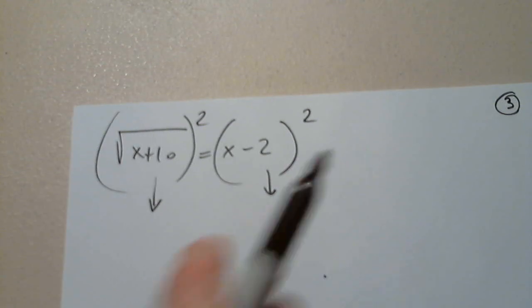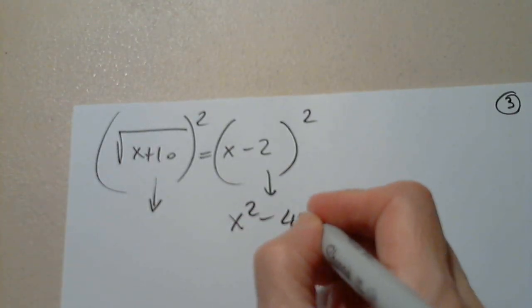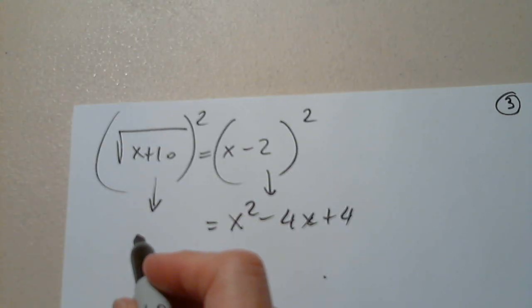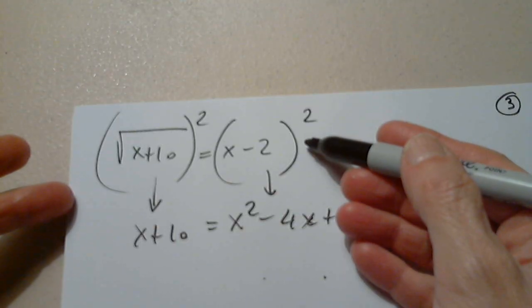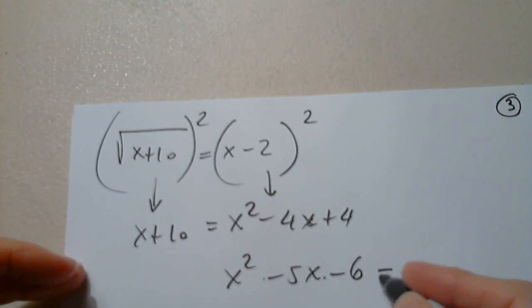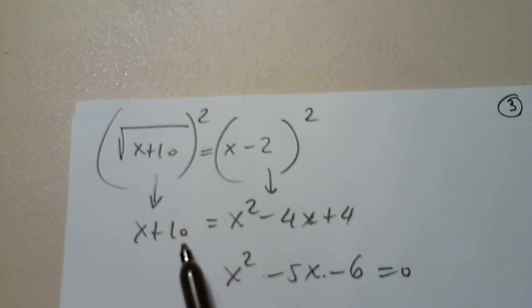Anyone, please? Please say something so we don't waste time. Would the right side be x squared minus 4x plus 4? Excellent. And on the left-hand side? X plus 10. That's it. So now from the radical equation that we started with, now we have a quadratic. I have to set it equal to 0, always. X squared minus x minus 10.